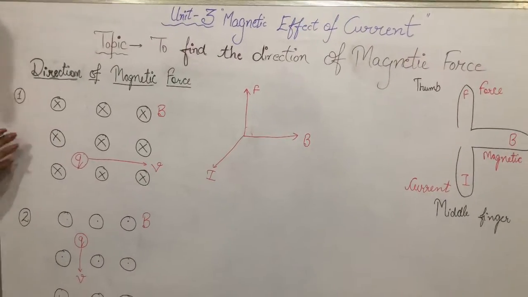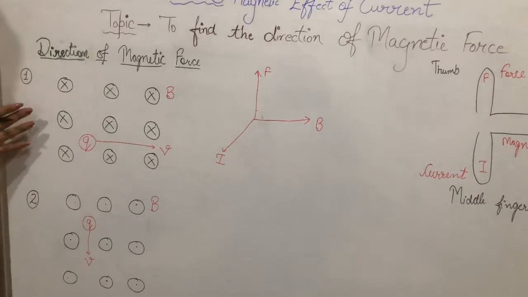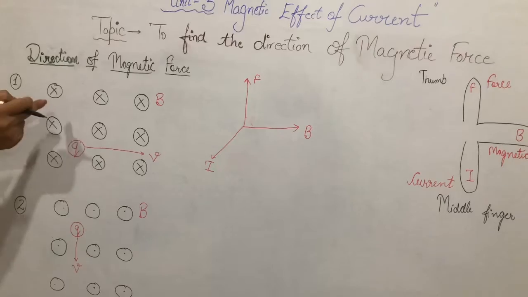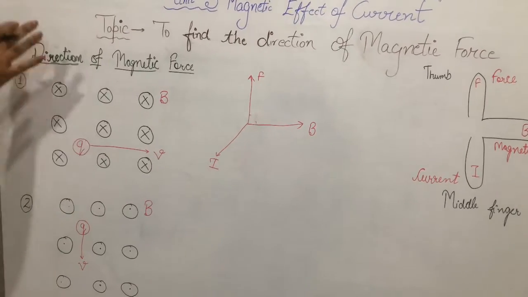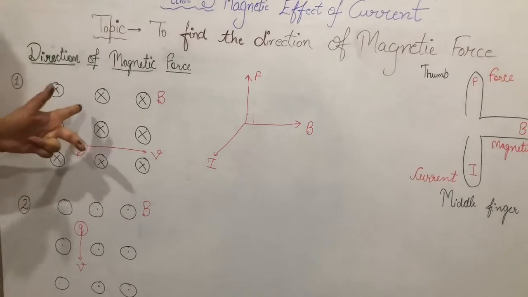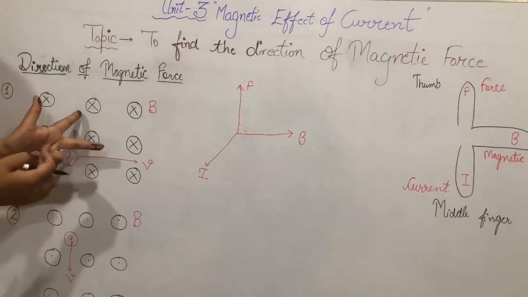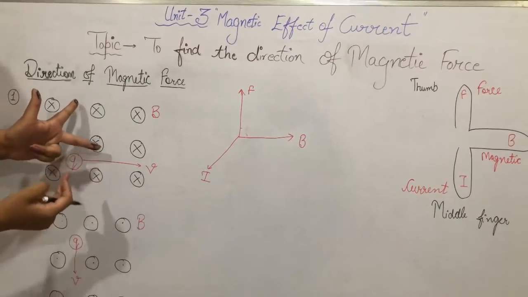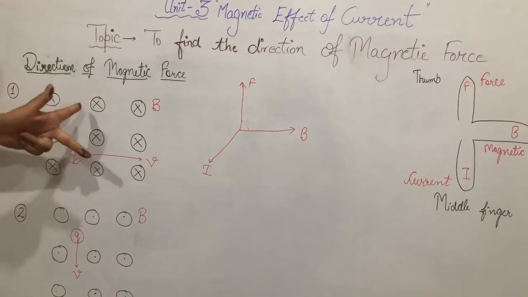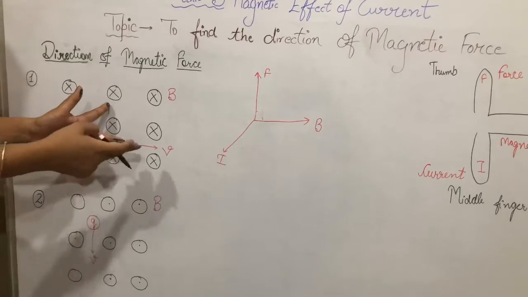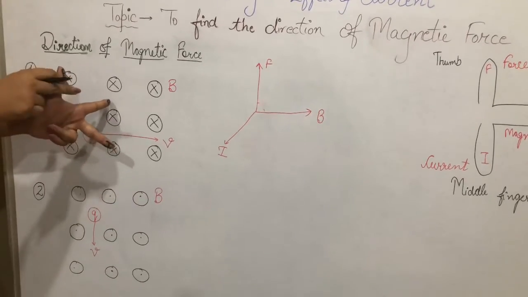Now we will see the first example. In this case, this cross indicates that the magnetic field is inward into this blackboard. So the inward magnetic field is like that, okay, inward, and V means current is in this direction. So I place the magnetic field inwards and V in this direction. So now see where your thumb points.